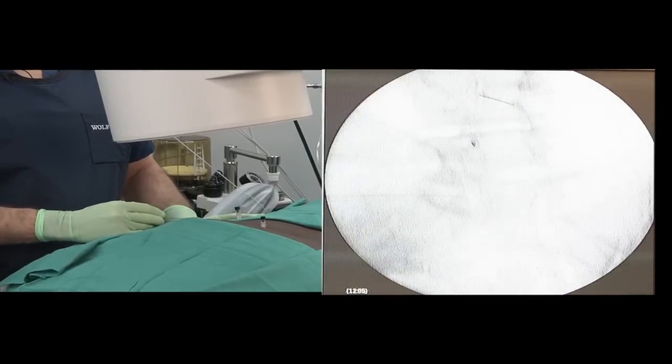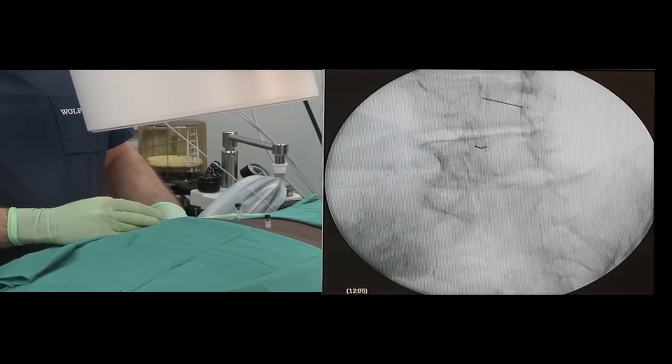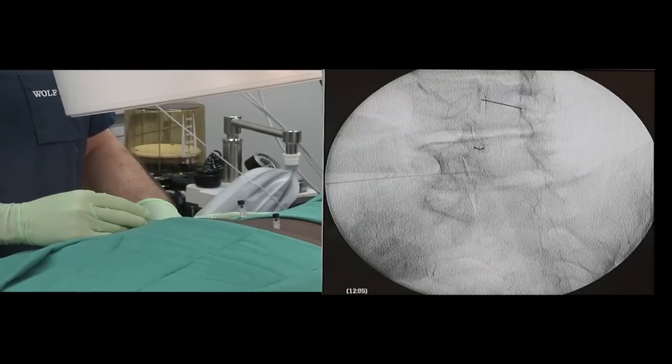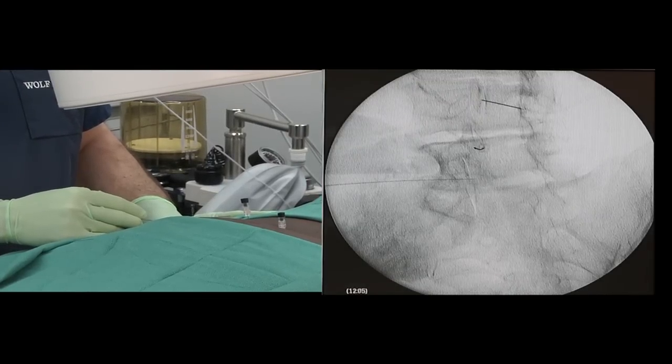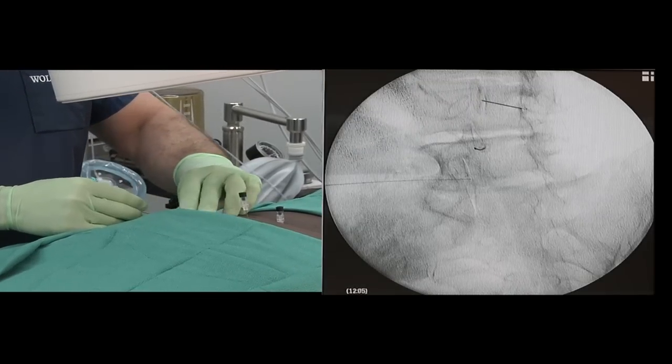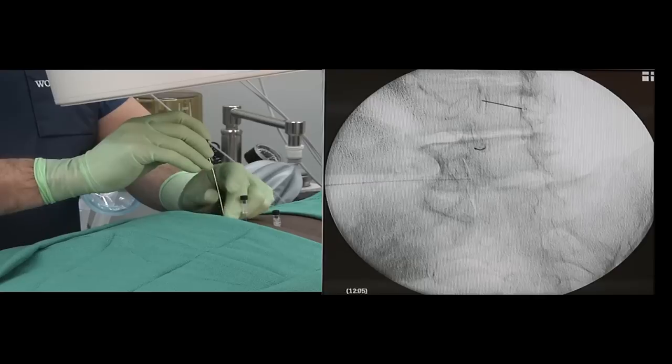The joint at the level below, which is the L5-S1 joint, is then next addressed. Using the same technique with fluoroscopic imaging, the needle is advanced into the joint space.